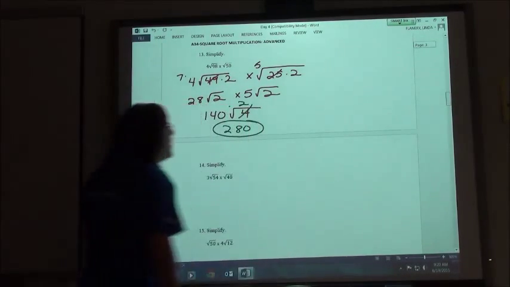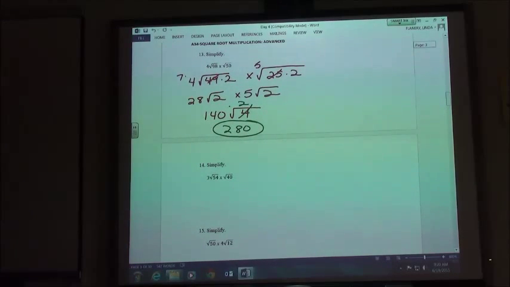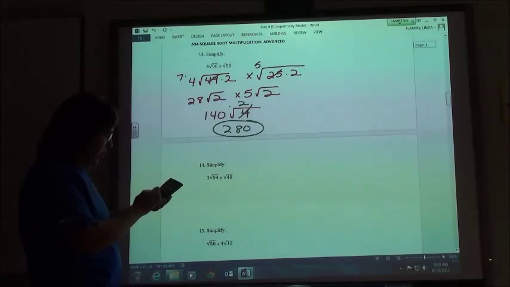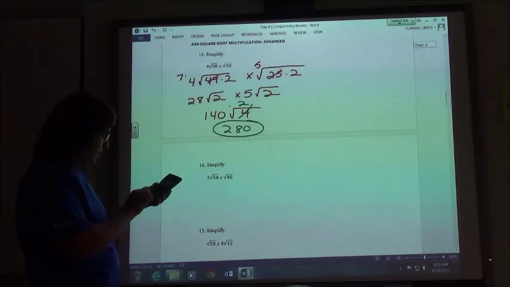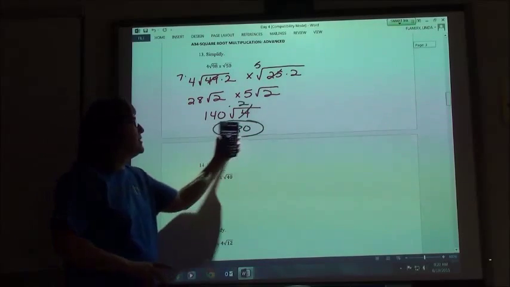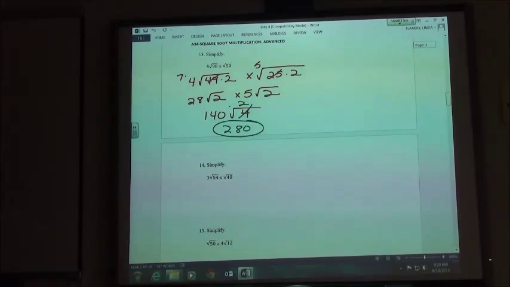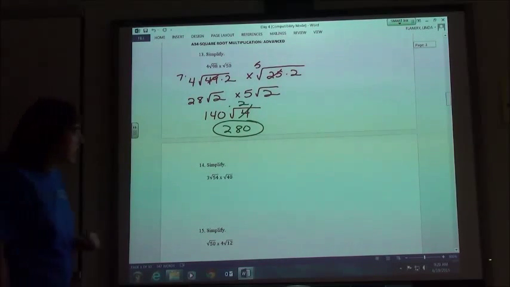Now this one came out to a nice whole number. Again, if I grab my calculator and I did 4 square root of 98 times the square root of 50, sure enough my calculator says, oh yeah, it's supposed to be 280. Not all of them will come out to nice whole numbers, integers, but if they do, you can always double check with your calculator.